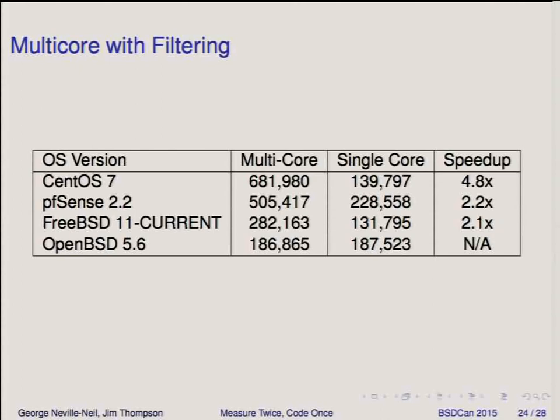So in the single core case with filtering on, CentOS would not have been at the top. But once you get here, clearly the IP table stuff has been well optimized for the multi-core case, which other than a very small number of people, and certainly not people who'd build like a home router, everyone's got multiple cores.